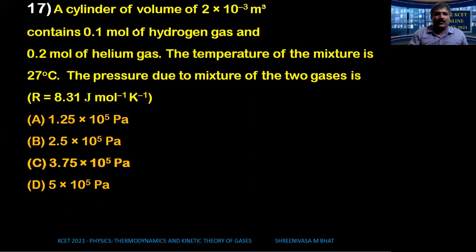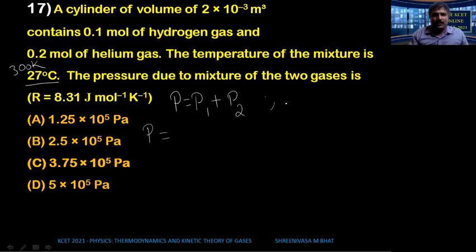Question 17. A cylinder of volume 2 into 10 power minus 3 meter cube contains 0.1 mole of hydrogen gas and 0.2 mole of helium gas. The temperature of the mixture is 27 degrees Celsius. You can write it as 300 Kelvin. Now, the pressure due to the mixture of two gases. According to Dalton's partial pressure law, the total pressure P equals the pressure contributed by the individual gases. It's a mixture of two gases.